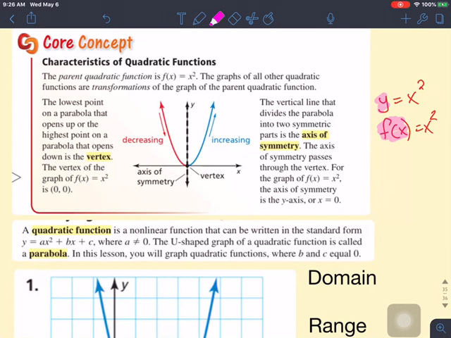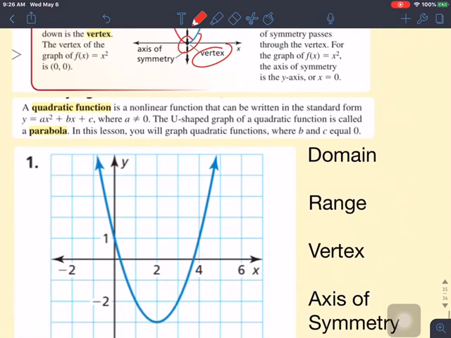So there are several parts to a parabola. One of them is the vertex. The vertex is kind of where the left half and the right half originate from. And then the axis of symmetry. And we'll go down here.